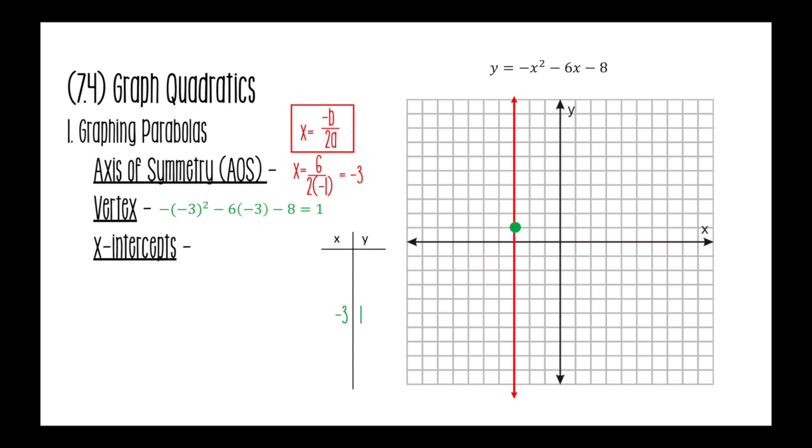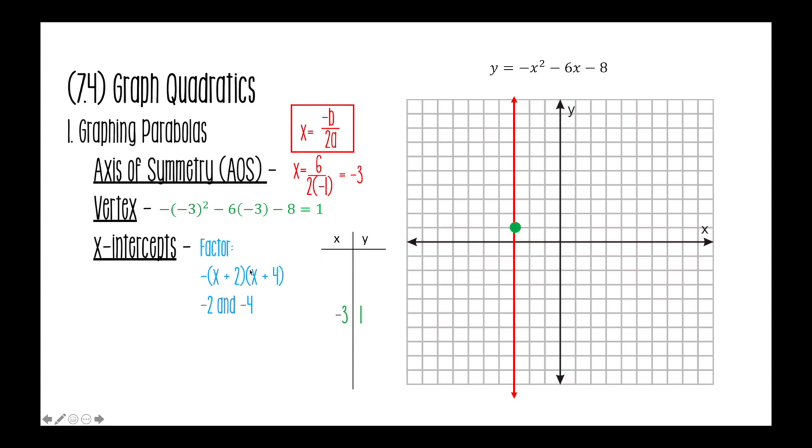Now from here, when I'm looking for my x-intercepts, I'm going to have to do some factoring. The first thing that I would do here is get rid of this negative in front. If I want to get rid of this negative, I'm GCFing a negative out of everything, which means everything's going to change signs. So when I take out that negative, I was left with x squared plus 6x plus 8. And then from there, when I go to factor, my signs are both going to be positive.